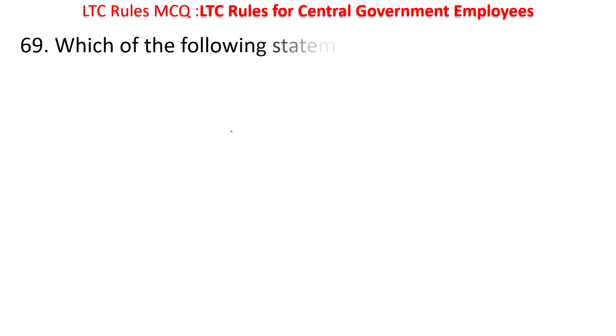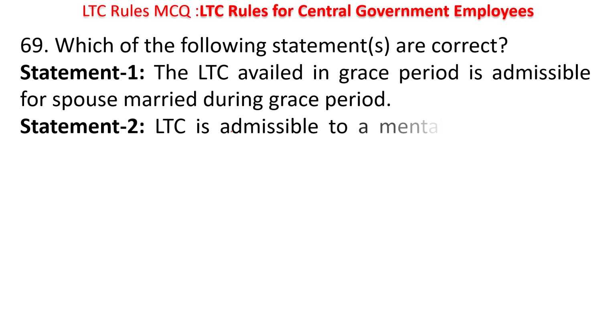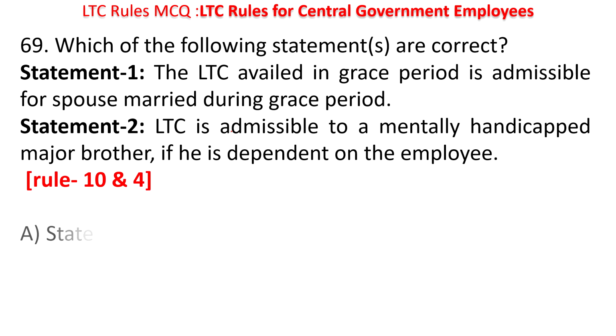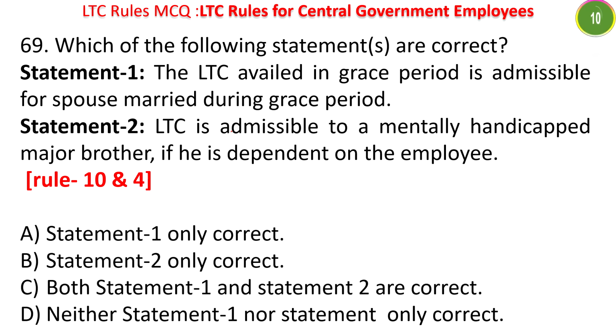Next question. Which of the following statements are correct? Statement 1. The LTC availed in grace period is admissible for spouse married during the grace period. Statement 2. LTC is admissible to a mentally handicapped major brother if he is dependent on employee. Rule 10 and 4 of LTC rules. Statement 1 correct, 2 correct, both wrong. Your time starts now. LTC availed in grace period. Grace period is a period of 1 year after completion of the actual block. The answer is both statements are wrong.